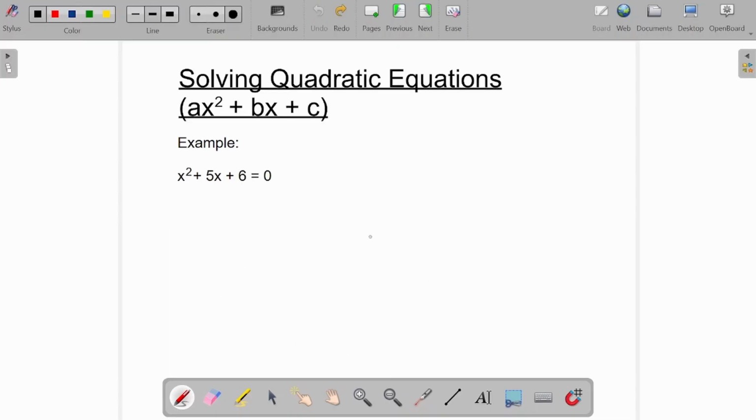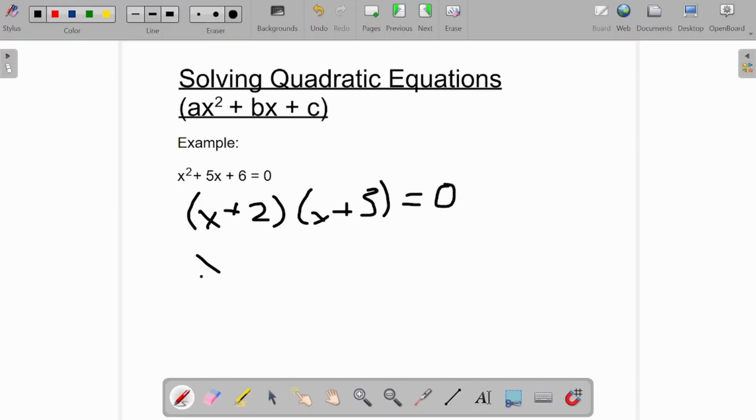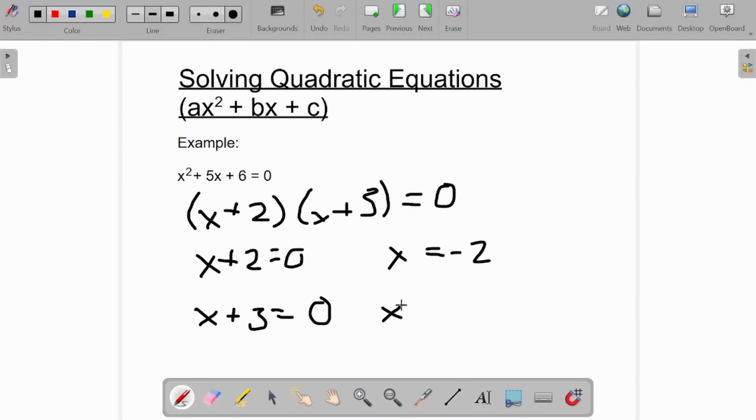So to solve a quadratic equation, we need to factorize. So we need to find factors of 6 that adds to 5. In this case, it is x plus 2 and x plus 3. And we set this equal to 0. Now we take both of these and set them both equal to 0. Then we simply solve for x on both of these. So that will be x is equal to minus 2 because you take away 2 on both sides. And x is equal to minus 3.